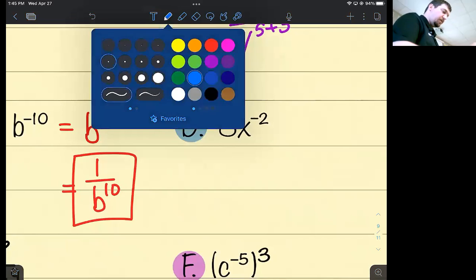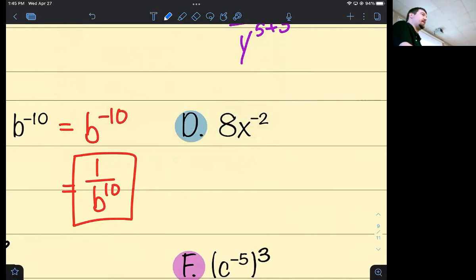Example D. Who thinks they can tackle this one without my help? Xander? What do you think you're getting for this? Well, I think exponent only goes to x. Correct. So it would be 1 over x squared, and then the 8 is the 1.